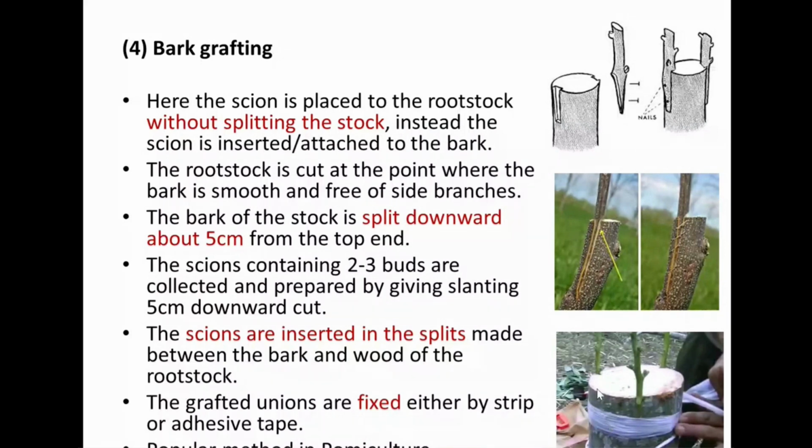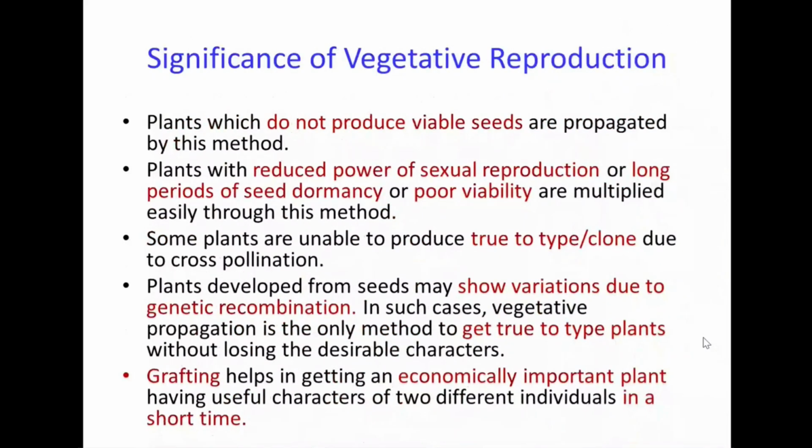chances are there the survivability is good, and it gives rise to new offspring. That means new shoots will develop. They develop new offspring, fruits and seeds. So we'll get the desired variety in terms of taste, color, look, size, juice, whatever it is. So this is bark grafting. This is the fourth type.